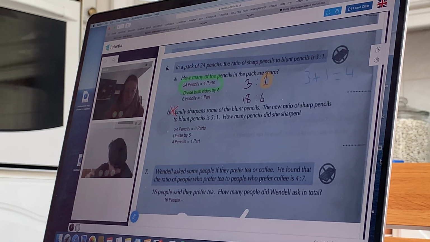But can I have a question like the pack of 24 pencils, because I wasn't really understanding that one a lot? Yeah, no problem.